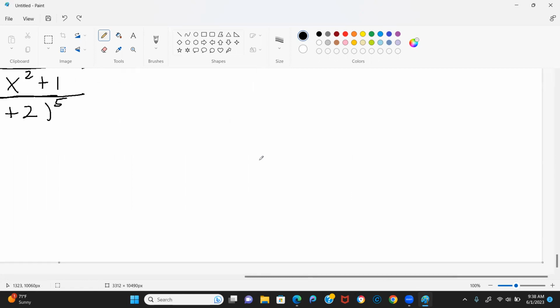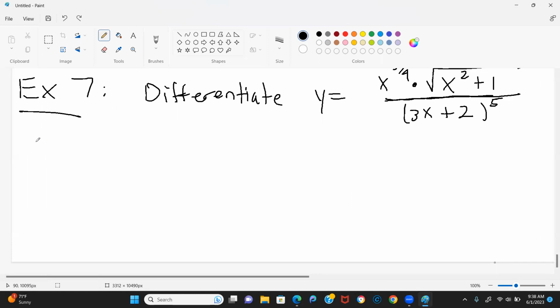However, here's a trick we're going to use. We're going to take the natural log of both sides. See what happens. What do we get?